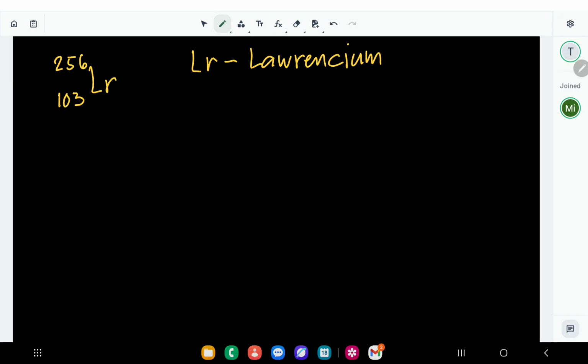All right, I'm on number 9. What is the isotope symbol of the daughter nuclide if lawrencium undergoes electron emission? Lawrencium here has an atomic number of 103, and the mass number is 256.